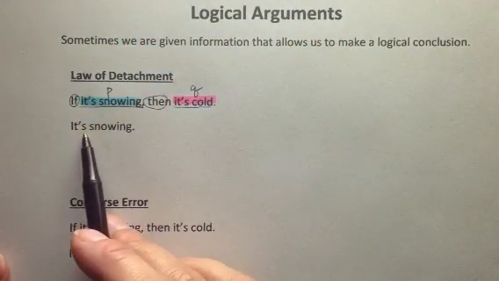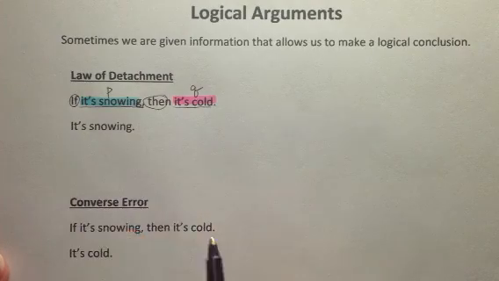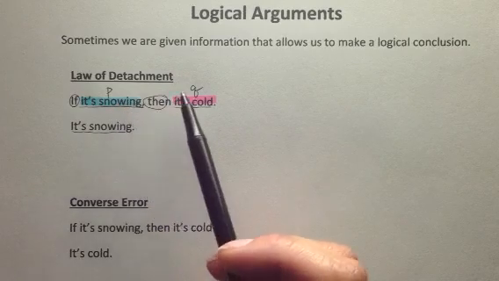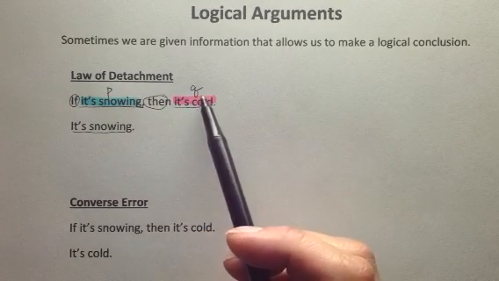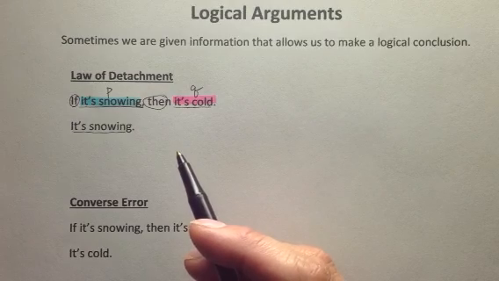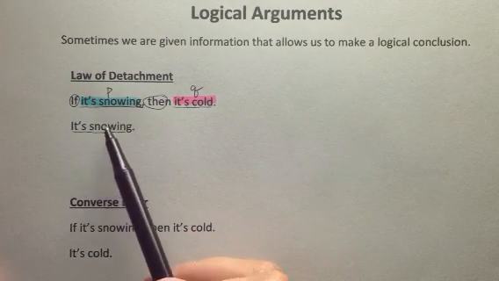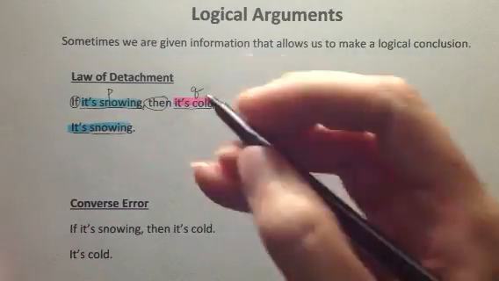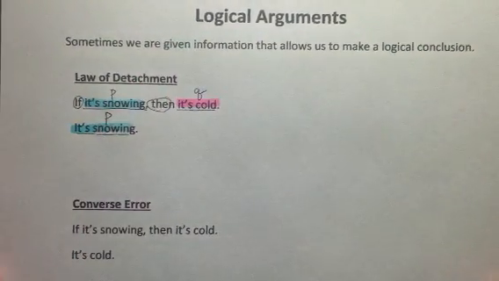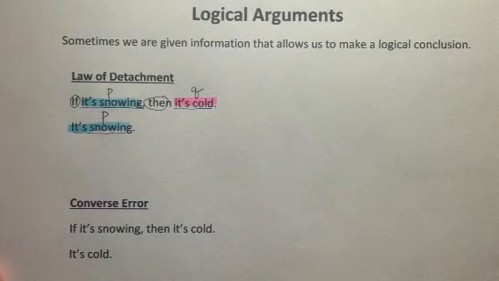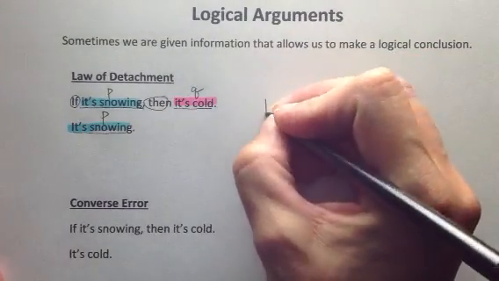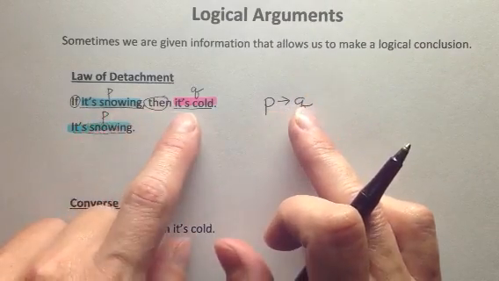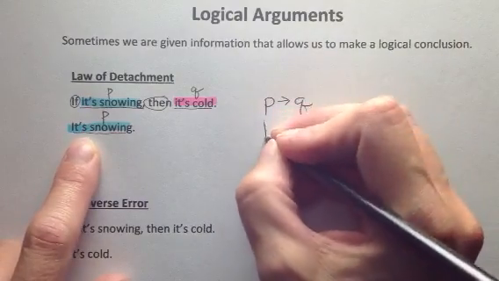The second sentence was it's snowing. So I look at what I've assigned P and Q, and decide, is it P, is it Q, is it not P, is it not Q, or do I need an entirely new letter, maybe an R? Well, this is identical to it's snowing, the first part of my sentence, that was my P. So now I'm going to write it in symbolic form off to the side here. My first sentence was if P then Q, and my second sentence was P.